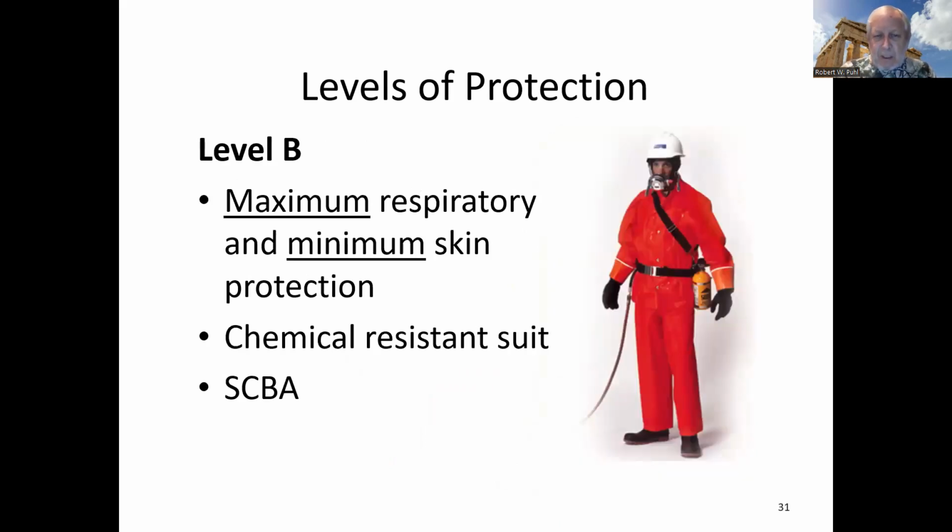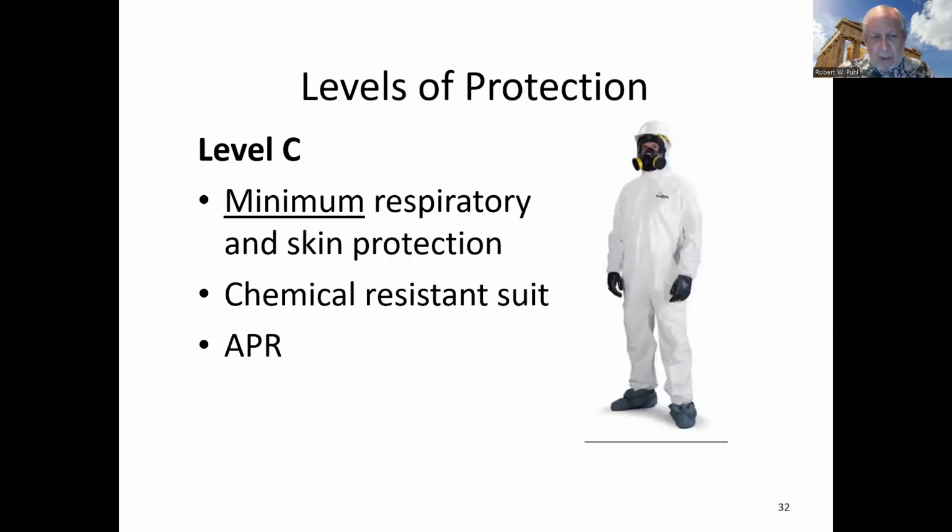Level B is the maximum respiratory and minimum skin protection. It's a chemical resistant suit, and it also has a self-contained breathing apparatus because it's the maximum respiratory protection. But it doesn't have maximum skin protection. It's not self-encapsulated. You can see it's open a little bit at the feet, hands, and neck.